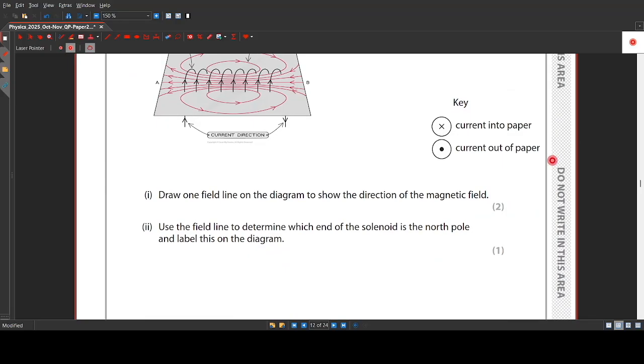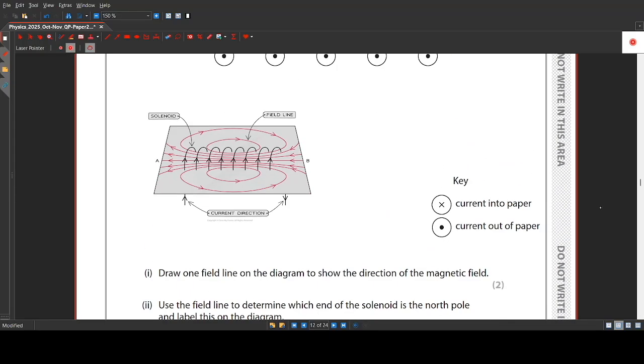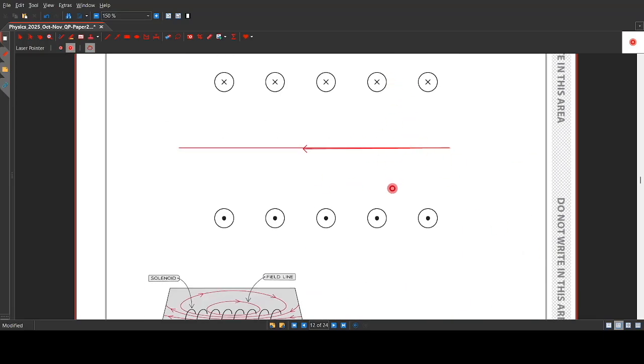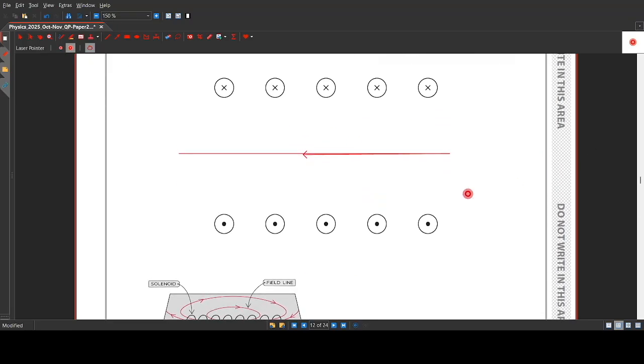Now they have asked us to show the direction of the magnetic field. We will have to draw one field line. The magnetic field around this solenoid looks something like this. There are multiple magnetic field lines, but they told us to draw only one. I chose to draw the straight line which is between these two segments, and I drew the direction pointing towards the left, because when I use the right hand grip rule, my thumb points in this direction, which means we have got the north pole over here, and so the opposite end would be the south pole.